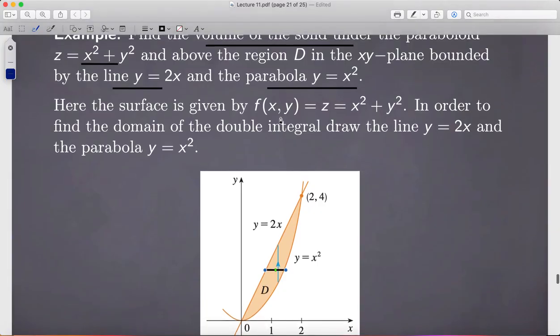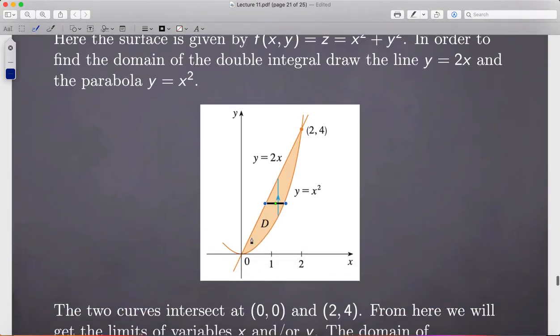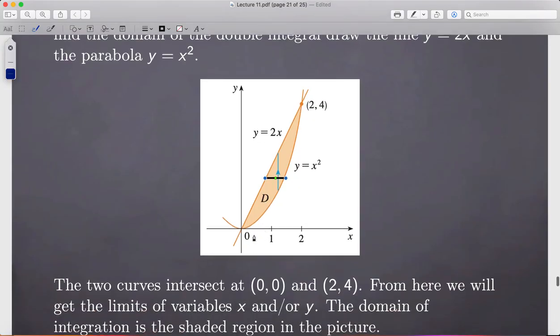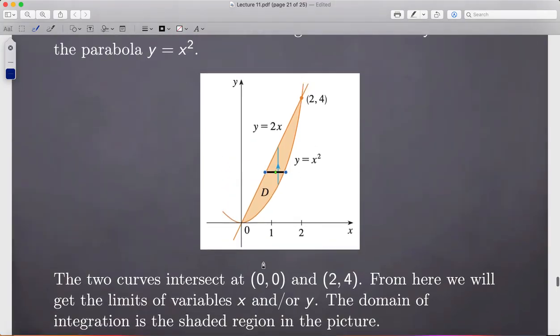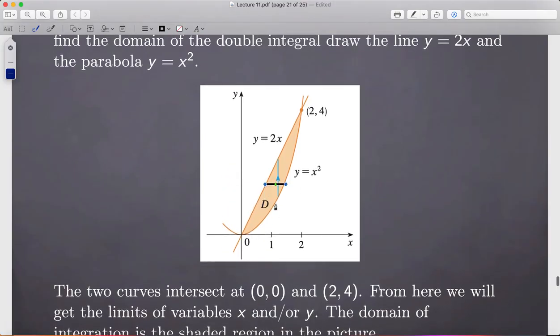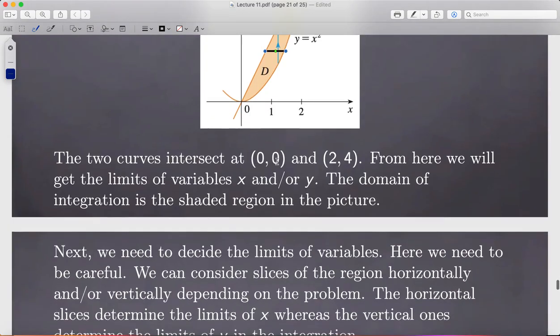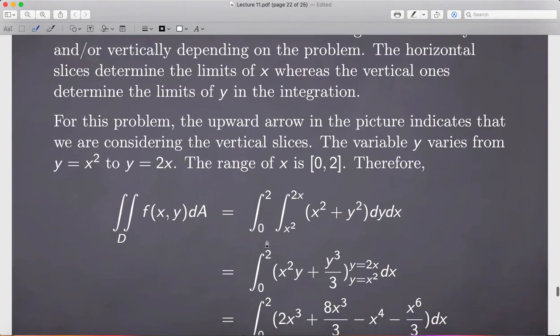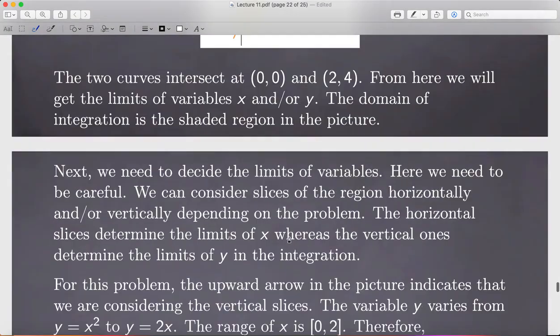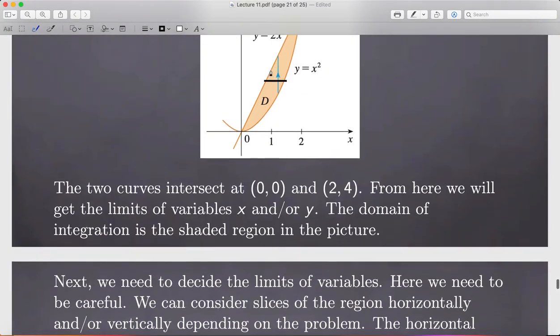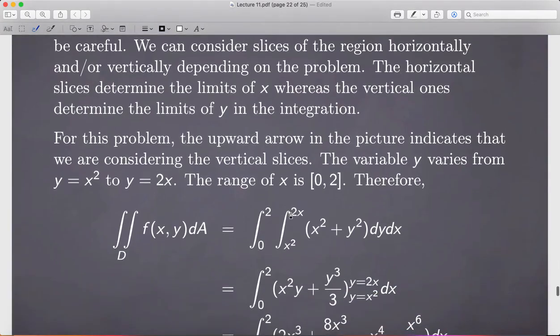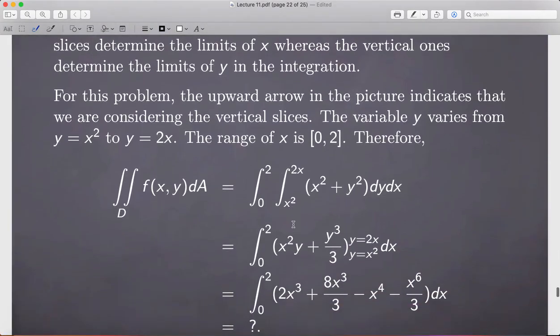Okay, so look at these two curves, they intersect at (0,0) and (2,4). As I said, I am taking the vertical ones. So the limit of x is from this point 0 to this point 2, and the limit of y is going to be from this curve to this curve. So you can just write down the integral. This is y equal to x square, which was precisely this, and this is y equal to 2x. So this is the integral which you need to compute, and it is one you can easily compute.